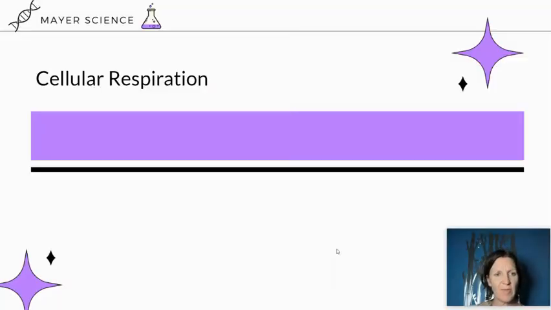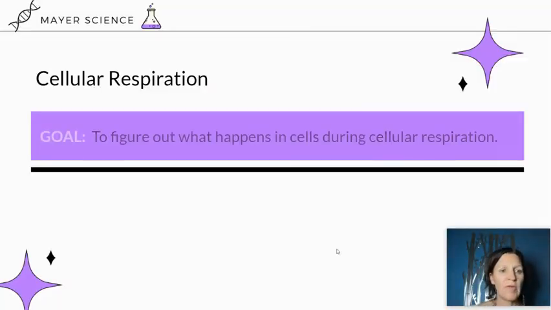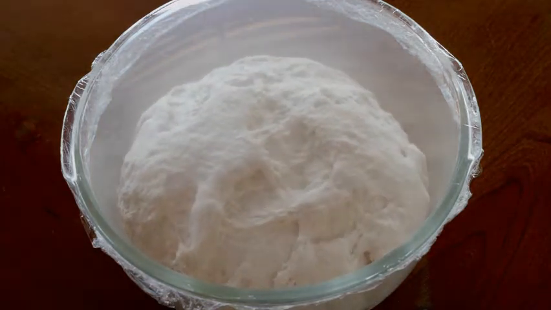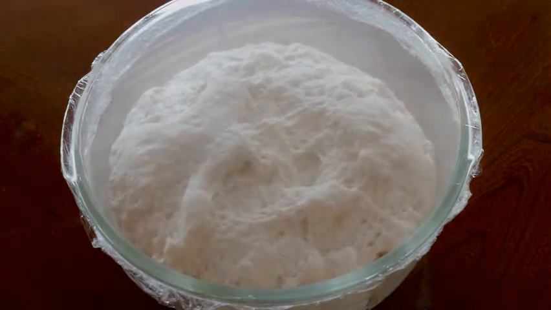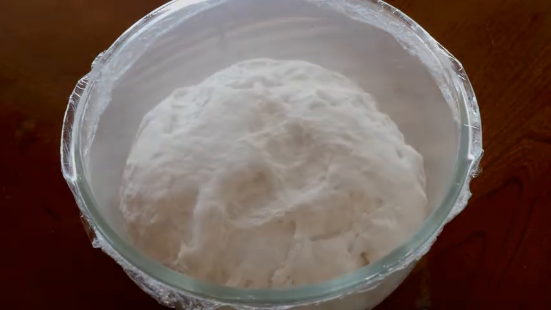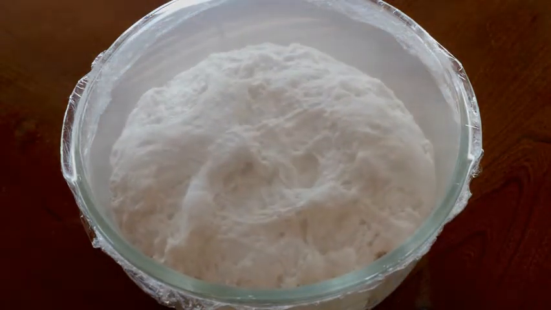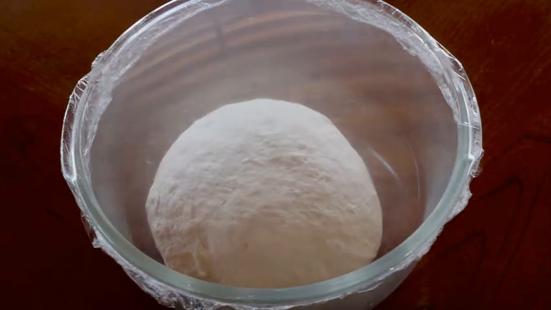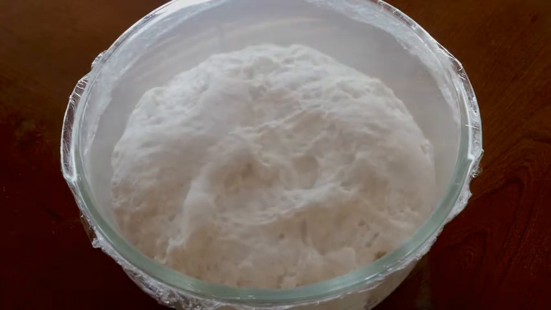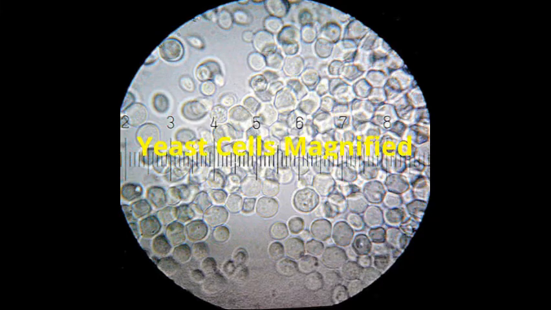The goal of this short video will be to help you figure out what happens in cells during cellular respiration. Have you ever baked fresh bread before? It's actually a simple process in which you combine sugar, yeast, water, and flour together to make a dough. However, baking your bread does take a little bit of time, and that's because after the ingredients have been combined, the dough needs some time to rise. And this is where yeast come in and do their job.